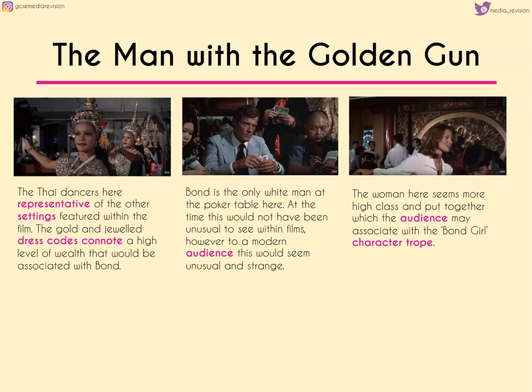Interestingly though, he's the only white man that we can see at the poker table. Now at the time this wouldn't have been unusual to see this sort of staging within films, but to a modern audience this would seem really unusual and strange and wouldn't really fit in with the sort of expectations that we have socially today. We also are introduced to a woman who's more high class and more put together, and this might suggest that she's a Bond girl or perhaps is part of that particular character trope.